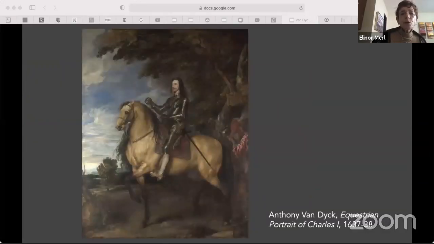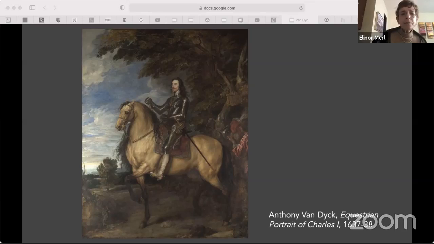This is the second equestrian portrait of Charles to be painted by Van Dyck, and Charles is depicted here wearing the same suit of armor, riding a heavily muscled dun horse with a peculiarly small head.